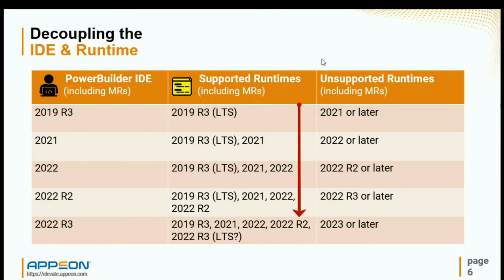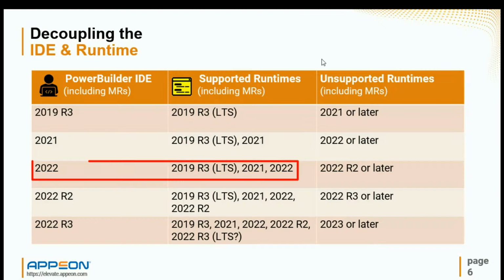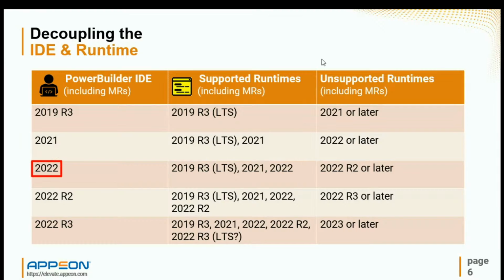For the supported runtimes, notice that's dependent on the IDE. So if we look at 2019, it only supports 2019 R3 runtime. However, if we look at the middle slice, PowerBuilder IDE 2022, you'll notice that that IDE will support the runtimes 2019 revision 3, 2021, and 2022. Notice the restrictions are on the actual IDE release itself. For example, you can't use a runtime higher than 2022 if you're looking at 22 revision 2, 3, or 2023.